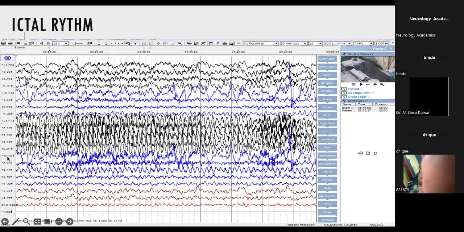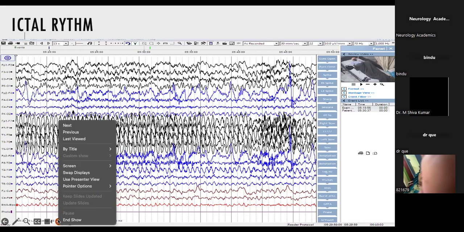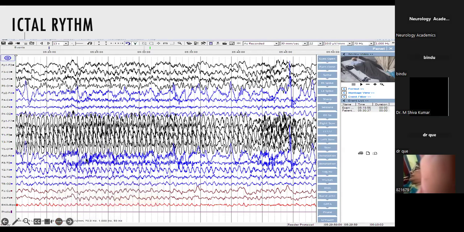This is another ictal rhythm. We're starting as monomorphic theta, ranging from 6 to 7 hertz. Here we can see the monomorphic theta pattern over the left temporal region, which is continuing on the left region.